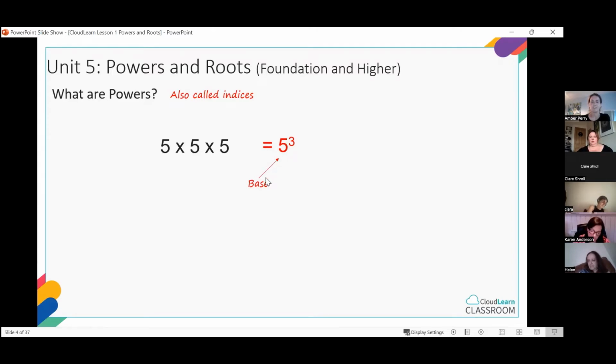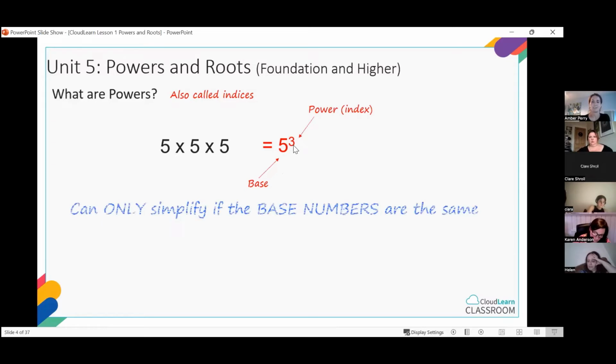The 5 we've got there, the big number, is the base. And then the power or index is the little number that goes at the top, the 3 there. So we've got 5, we would say this as 5 raised to the power of 3. And we can only simplify these if the base numbers are the same. So really important there.